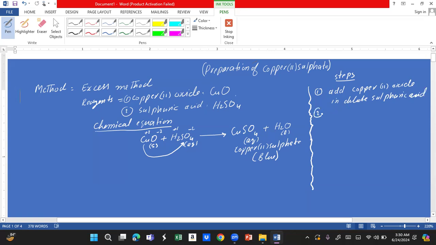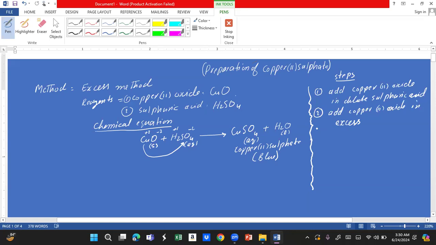Then, in order to make sure that all the acid is consumed, we have to add more copper(II) oxide in excess. As I told you earlier, why is copper(II) oxide added in excess? So that all the acid is neutralized. This is an exam question as well.